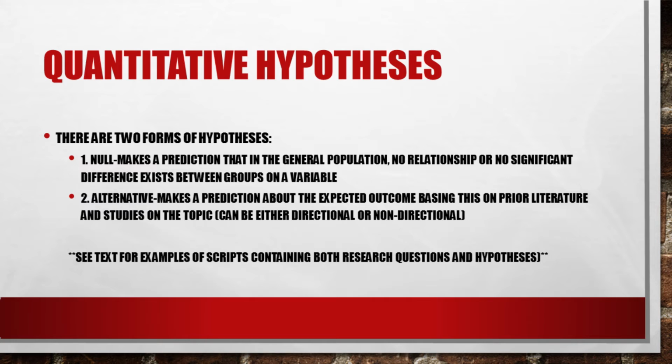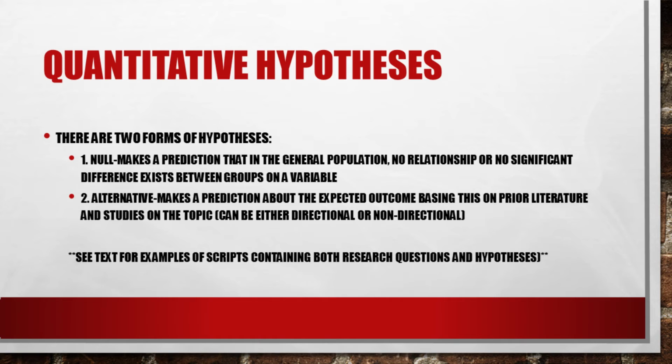Quantitative research that makes use of hypotheses contain 2 basic forms. The first is a null hypothesis. This makes a prediction that no relationship or no significant relationship exists between groups of variables. For example, if I want to look at the relationship between age and teaching pedagogy, my null hypothesis would be that there is no significant difference in the teaching pedagogy of individuals according to their age.